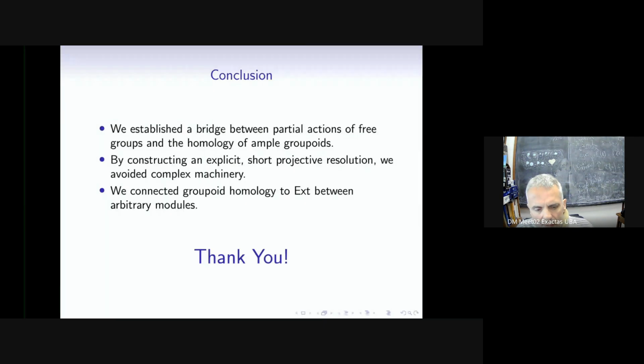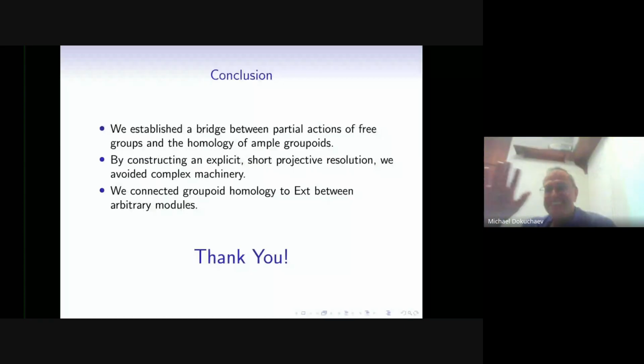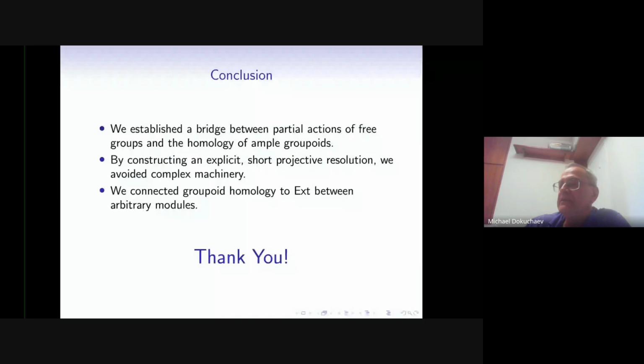So, Misha, do you want to say anything? Oh, hello everyone. Very nice stuff. I have the following question. I wonder how you produce the spectral sequence? Do you use the Grothendieck spectral sequence, or?